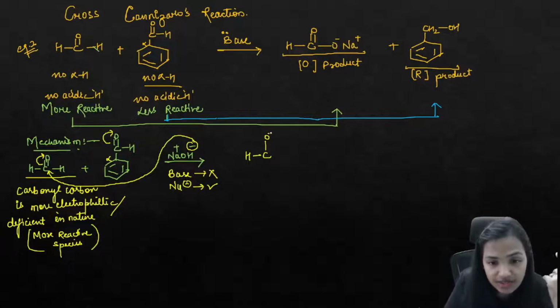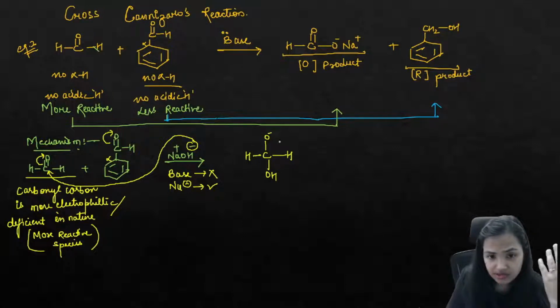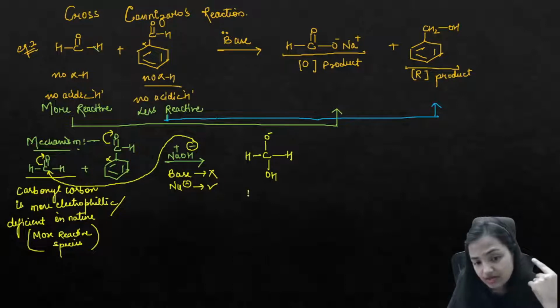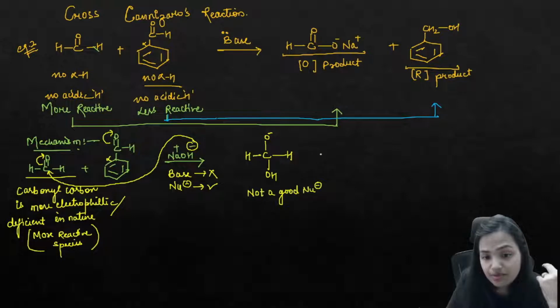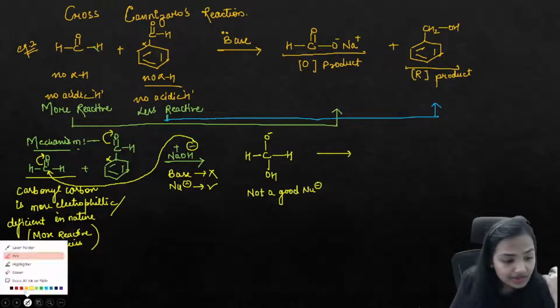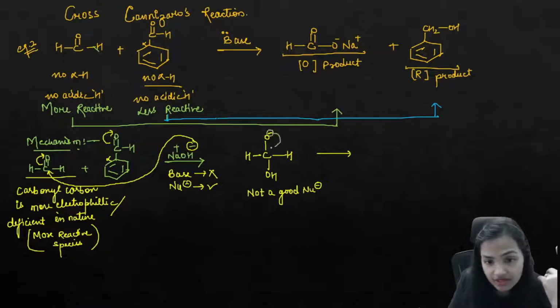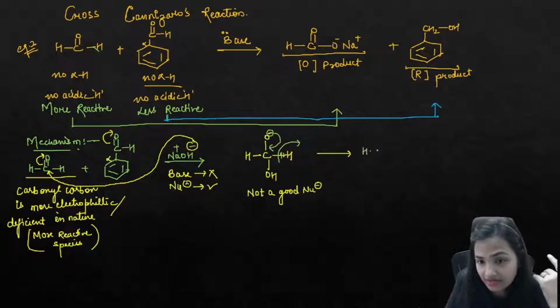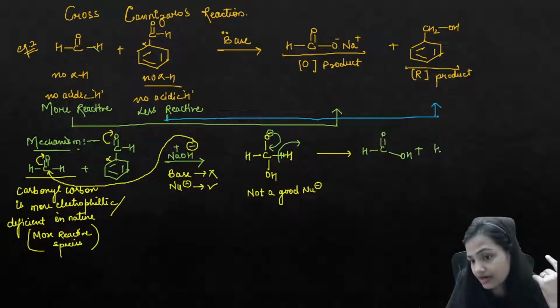If this is more reactive, this will become O negative, H, and here you will be doing the attack of OH. Now, is this O negative a better nucleophile? No. This is a poor nucleophile, not a good nucleophile. If this is not a good nucleophile, then what will happen? It will undergo rearrangement. The bond will be broken like this and you will be getting HC double bond O, OH plus hydride.